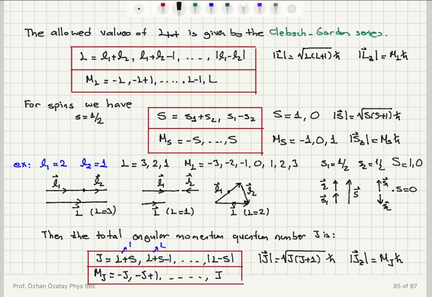For spins, we have the same situation. Since the spin quantum number is 1/2, the total spin quantum number can be 1 or 0, and m sub s is again between minus S and plus S, so it can be minus 1, 0, and 1 for our two electron system. So you can see this is really a vector addition of the angular momentum vectors. Then the total angular momentum quantum number is a value between the absolute value of capital L minus capital S and L plus S, and m sub J, the total magnetic quantum number, is between minus J and plus J. So basically we can find the contribution to the total magnetic moment using the total angular momentum projection onto the field axis, which has a magnitude m sub capital J h bar.